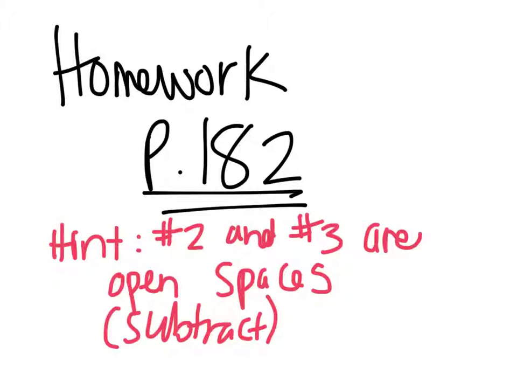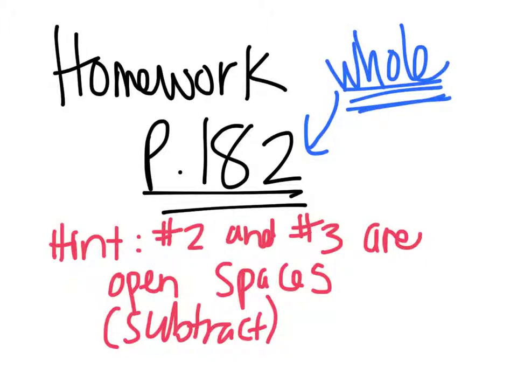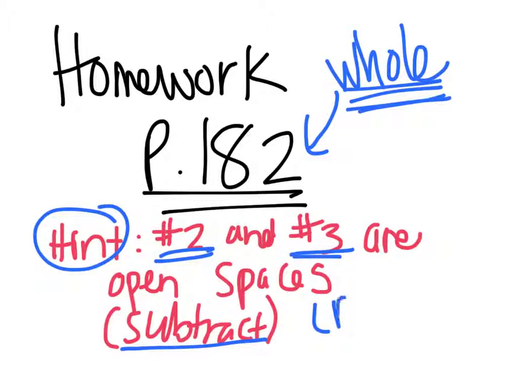Homework tonight is going to be page 182. Yes, I want the whole page. If you guys were on task, you should be having some time to work on this. I'm going to give some hints now. Number 2 and number 3 are open spaces, so we need to subtract. This is like our CD problem and like number 10. So if you're not subtracting, you're going to get the wrong answer. So let's go ahead and pause this video. The rest of the time is yours.